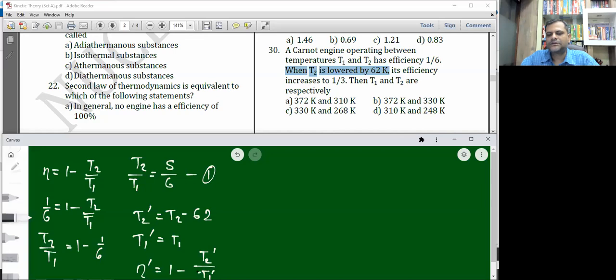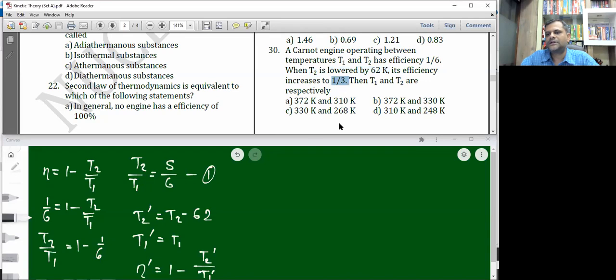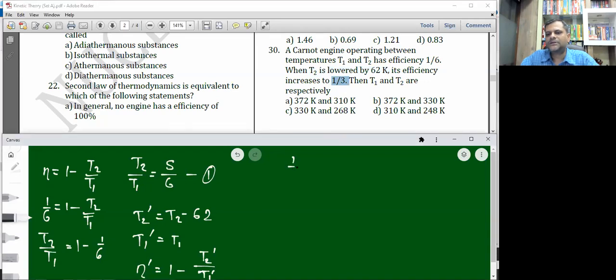But as we know that this efficiency, new efficiency obtained here is going to be 1/3, correct? So here eta dash can be replaced by 1/3, and here T2 dash can be replaced by T2 minus 62, which is already given here, and T1 dash is to be replaced by T1 only. And just simplify this further and combine it with this equation number 1 here and get the answer.